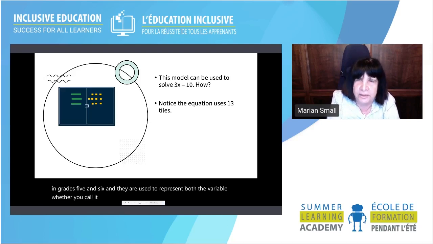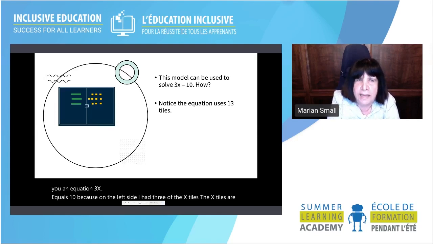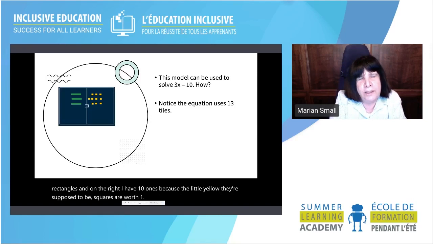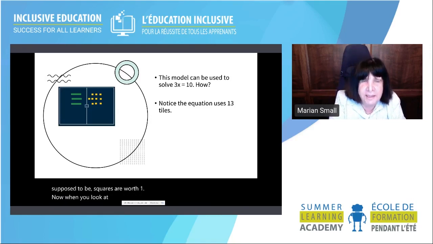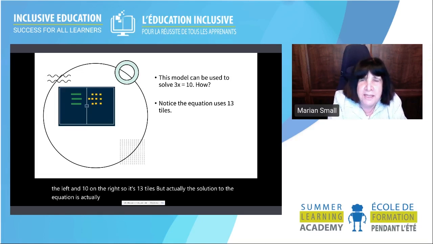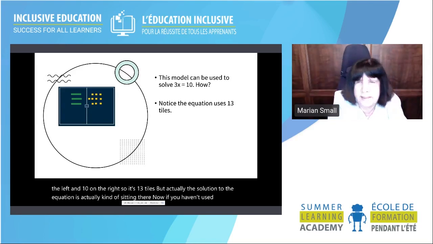and I'm actually showing you an equation, 3x equals 10, because on the left side, I have 3 of the x tiles. The x tiles are rectangles. And on the right, I have 10 ones, because the little yellow squares are worth 1. Now, when you look at that, you see that in total, I have used 13 tiles, 3 on the left and 10 on the right, so it's 13 tiles. But actually, the solution to the equation is kind of sitting there. Now, if you haven't used these before, I'll tell you why it's sitting there.